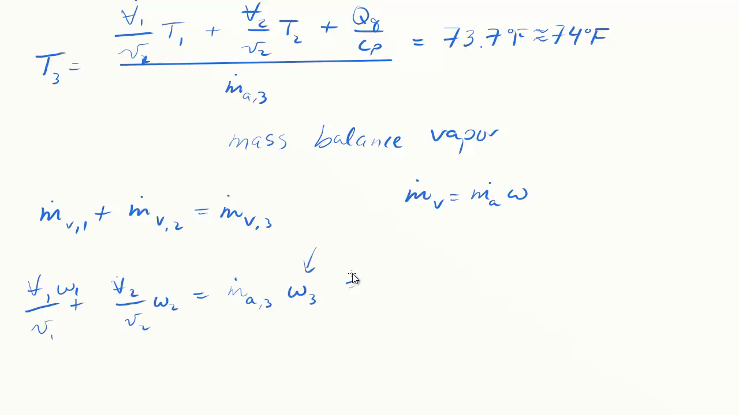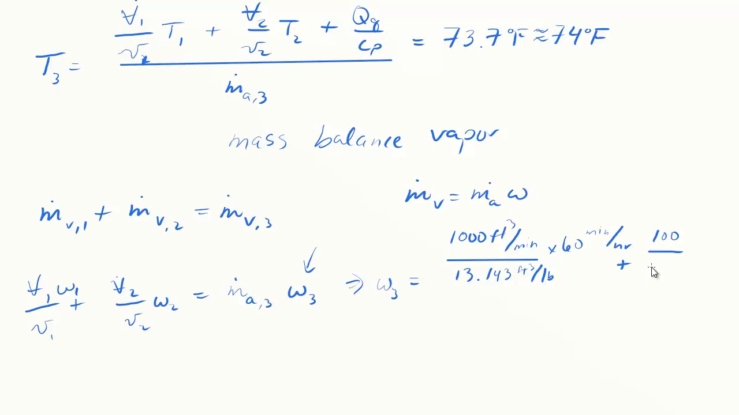So if we did that, omega 3 would be equal to, I'll just put numbers in slots for you. We would have the 1,000 feet cubed per minute divided by the 13.143, that is feet cubed per pound. And we would also multiply this by 60 for minutes, 60 minutes per hour. That would give us pounds per hour. And we could do the same for the other stream of air. And I'll do this without units because they'll be the same, multiplied by 60. And both of these terms would have to be multiplied by their humidity ratios.